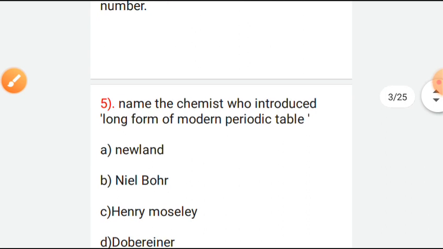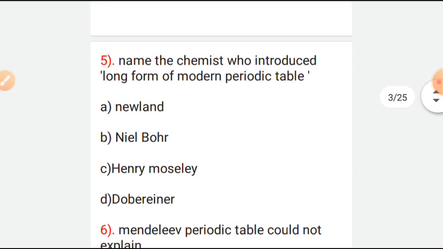Next question. Name the chemist who introduced the long form of the modern periodic table. Option A, Newlands. Option B, Niels Bohr. Option C, Henry Moseley. Or option D, Dobereiner. Choose the right answer. The answer will be option B.